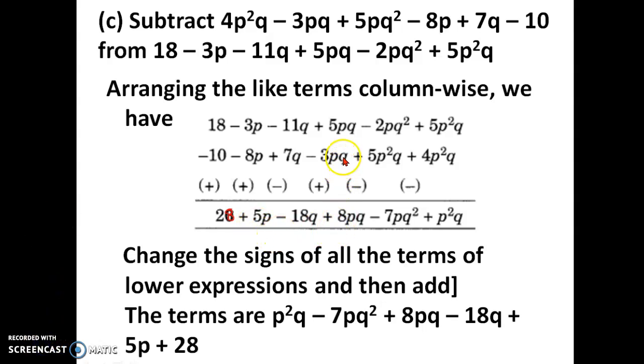Then you have plus 5 and plus 3, so you will get 8pq. Then minus 2 and minus 5. Both are minus, so add the coefficient and put the minus sign. So minus 7pq square. Here plus 5 and minus 4, you will get 1. So 1 you need not write, so simply you can write p square q.